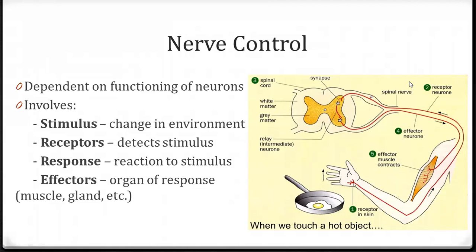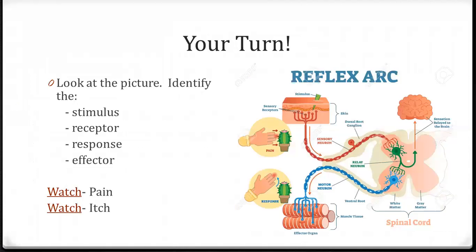So this is showing you that the hot object is your stimulus. Receptors detect the stimulus, and then basically your hand responds. Okay, so you guys could do this on your own. I'm gonna skip ahead and keep going with the notes. These are interesting little videos on how your brain responds to pain and itching.